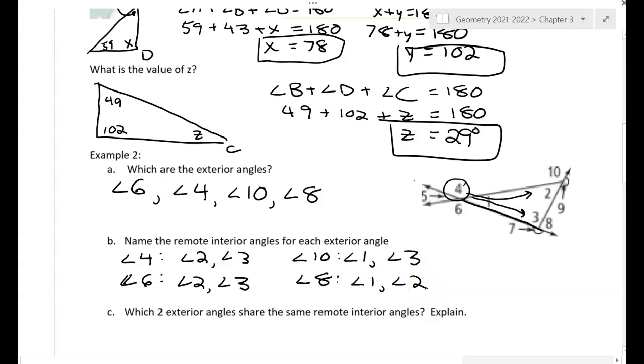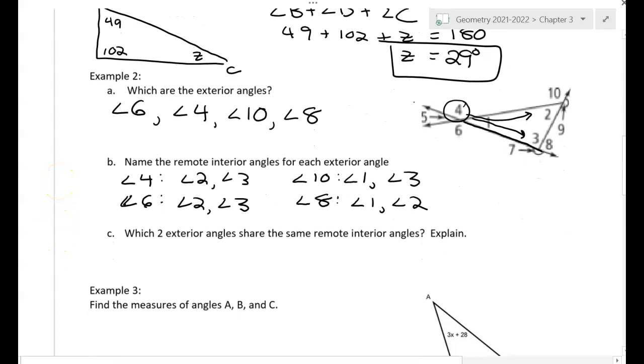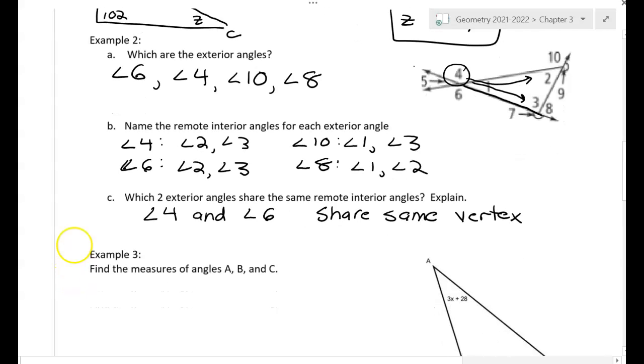Which two exterior angles share the same remote interiors? Well, look at the list that we just did. Angle 4 has angle 2 and angle 3, and angle 6 has angle 2 and angle 3. And then it says explain. We'll notice those two angles are at the same vertex. So that's why they end up using the same remote interior angles.